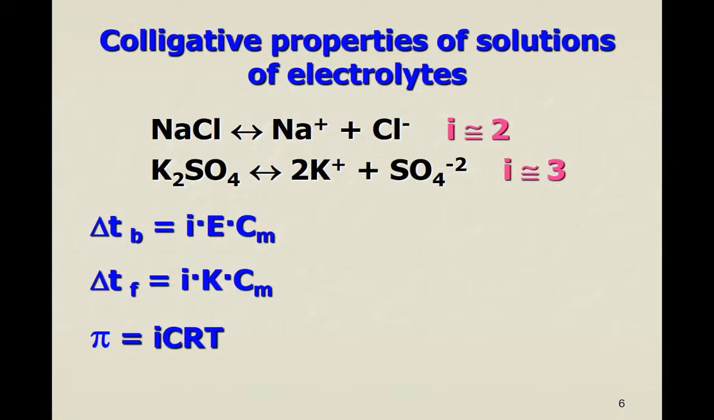So that's why the isotonic coefficient, Van't Hoff's factor, should be used to describe the behavior of electrolytes affecting boiling point elevation, freezing point depression, and osmotic pressure. The osmotic pressure of electrolytes is extraordinarily higher than the osmotic pressure of non-electrolytes.